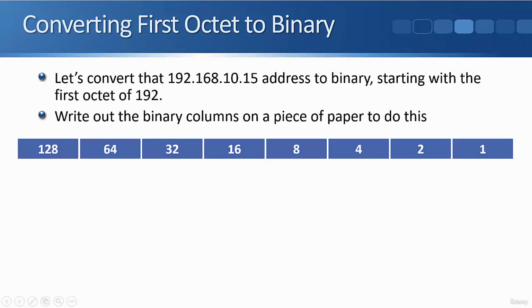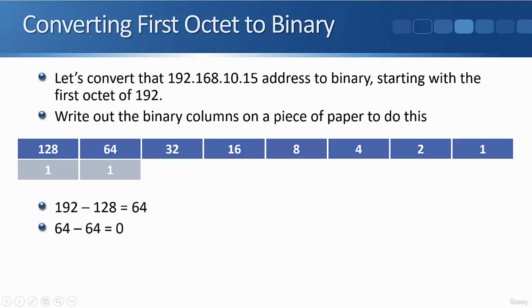So the first thing to ask is, can 128 go into 192? Or is 128 equal to or less than 192? Yes, it is. So we put a 1 under the 128. Then we see what we've got left. 192 minus 128 is 64, so we've got 64 left. We go to the next column and ask, does 64 go into 64? Yes, it does, so we put another 1 in there. We take the 64 away and we're left with 0.